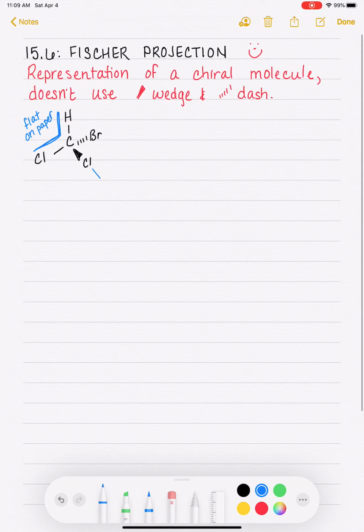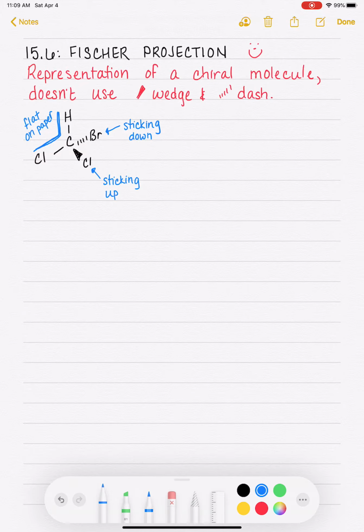And the wedge bond is used to indicate that that atom is sticking up out of the plane of your paper or your table. And the dash bond is used to indicate that that atom is sticking down into your table or into your paper.